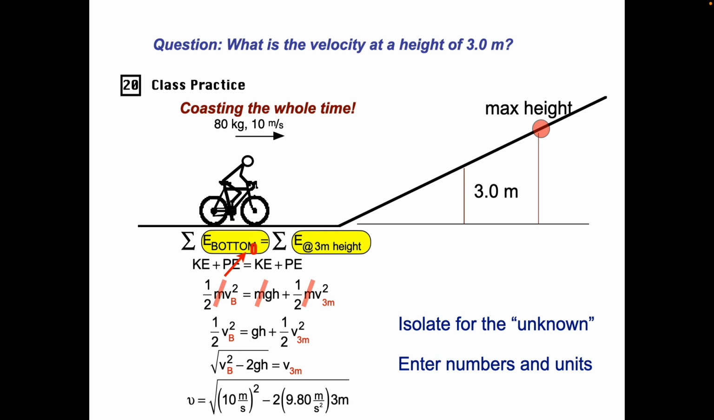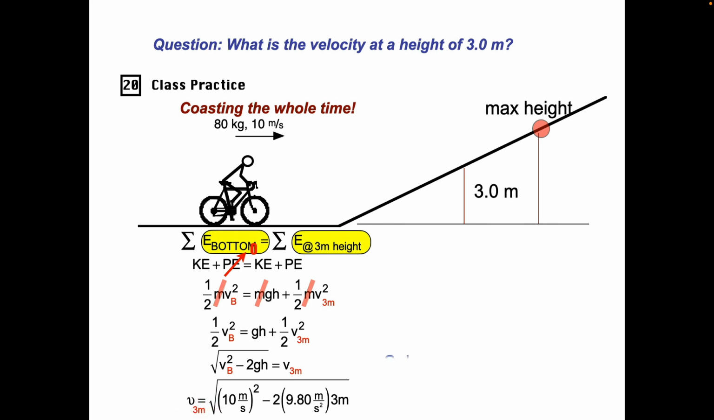So now I'm going to put in my numbers and units because I've separated them out and figured out what goes where. And the last step I'm going to go through is I'm going to solve this. And when I solve it, I'm going to get a velocity at a height of 3 meters of 6.42 meters per second.